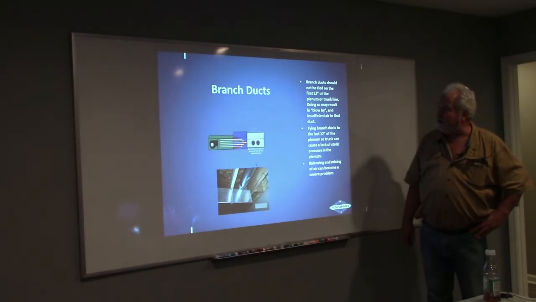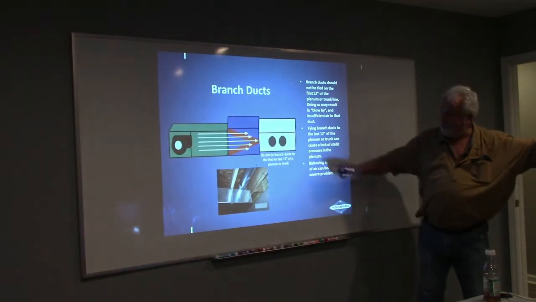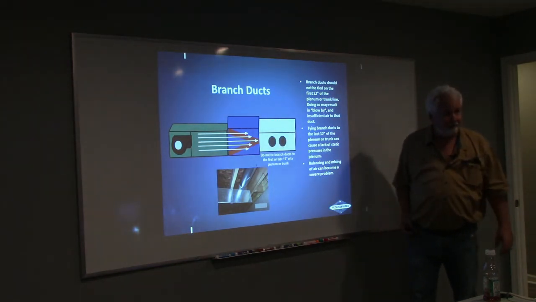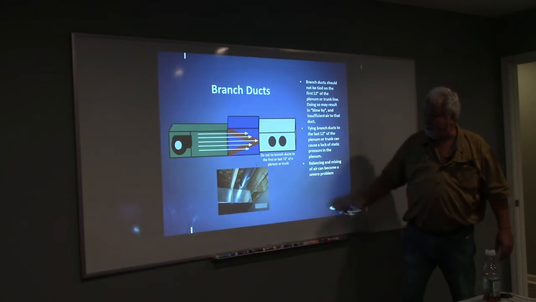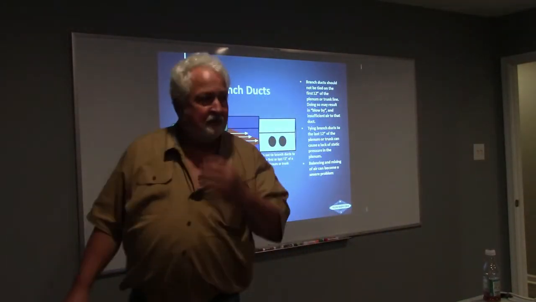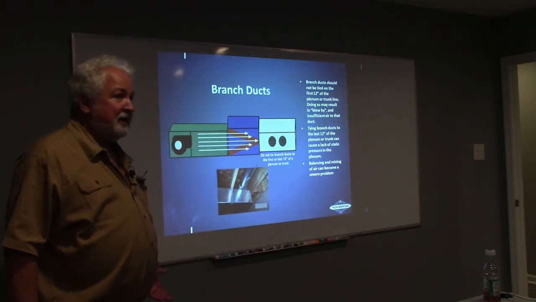All right, branch ducts. Branch ducts should not be tied onto the first 12 inches, and definitely not off the last 12 inches. Is that right? Yes. What's the problem here? That's too close to the cap. Yeah, too close to the cap. He took it right off the end of his trunk. Is that right? Am I working with static or velocity?